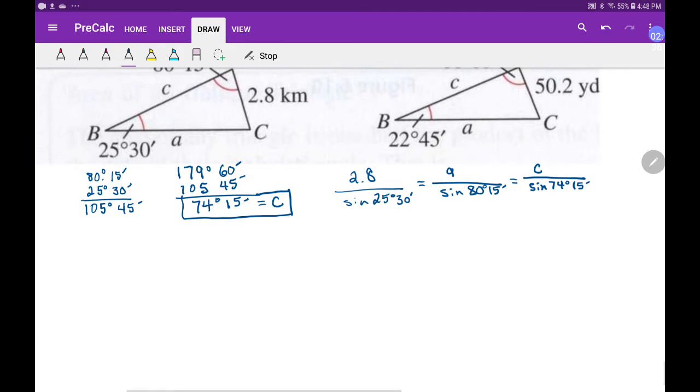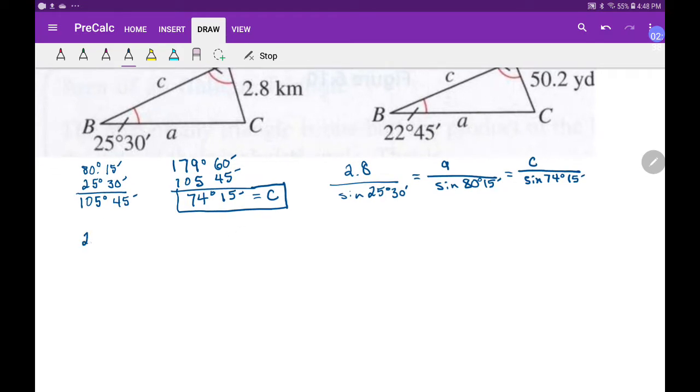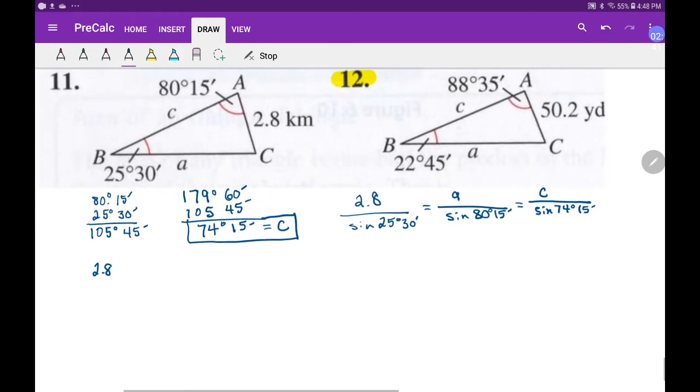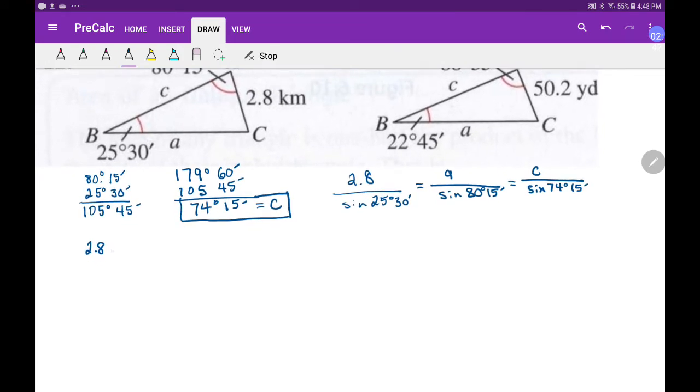What am I going to do here? I'm going to say 2.8 times the sine of 80 degrees, 15 minutes is equal to A times the sine of 25 degrees and 30 minutes. It's a strange way to write 2.8, but I did it there. Just takes a little longer to write.